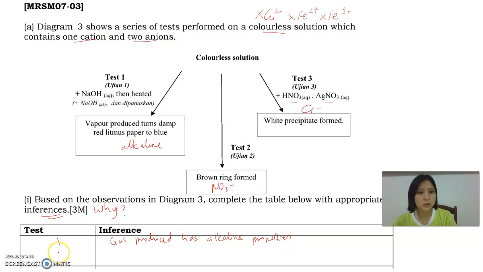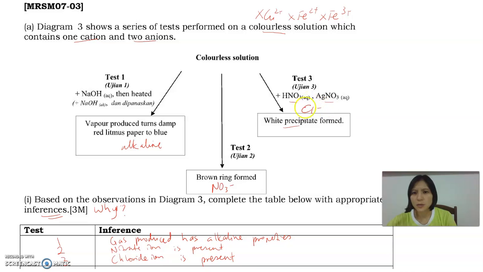Then you can say test 2, nitrate ion is present, because it has brown ring formed. And then test 3, what is present? Chloride ion is present, because of the white precipitate formed.